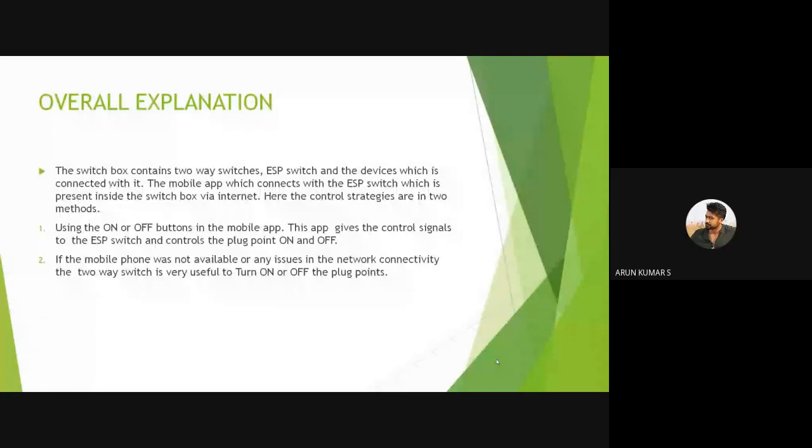The overall explanation of our project is that the switch block contains the two-way switches. The ESP will switch the device which is connected with it, and the mobile app will connect to the ESP switch present inside the switch box. Using on-off buttons in the mobile app, the app gives the control signal to the ESP switch and controls the plug point on or off. If the mobile phone is not available in our hand or there are any issues in the network connectivity, the two-way switch is very useful for turning plug points on or off.